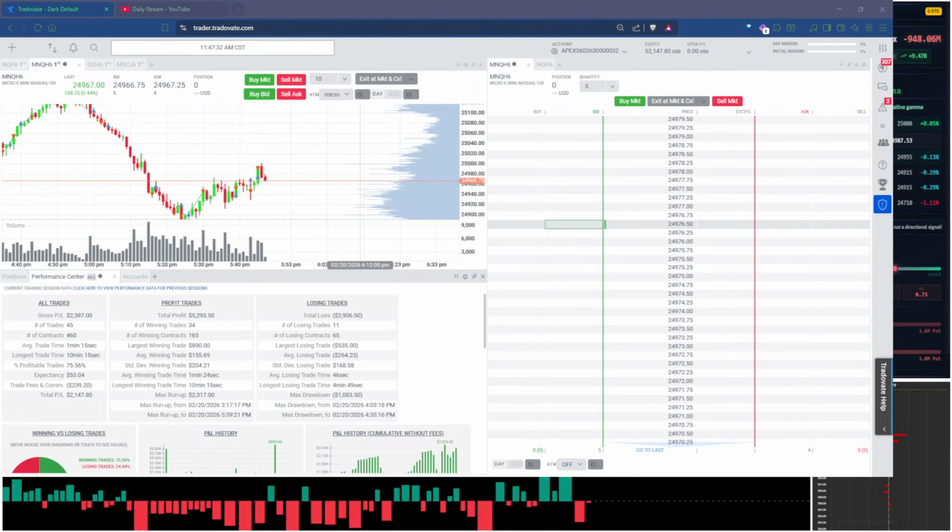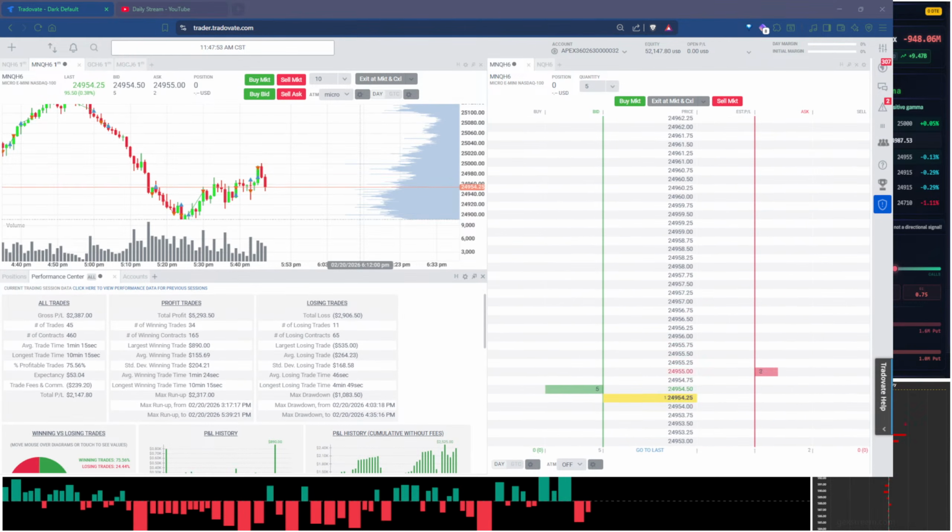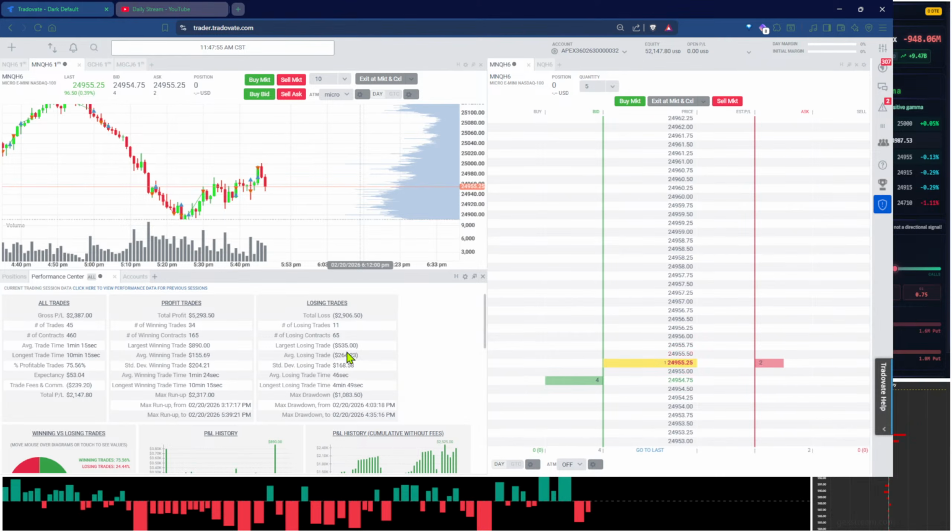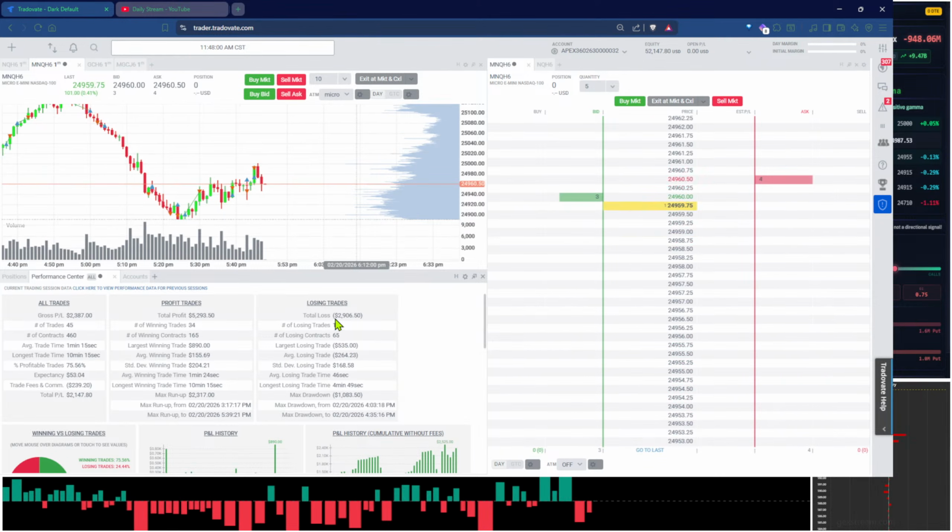We took 45 trades today. We traded 460 contracts. As usual, we're looking at our average losing and average winning, and we are horribly out there. But it's only, not an excuse, because we took 11 losses, probably 11 max losses, whereas we took a lot of break evens.